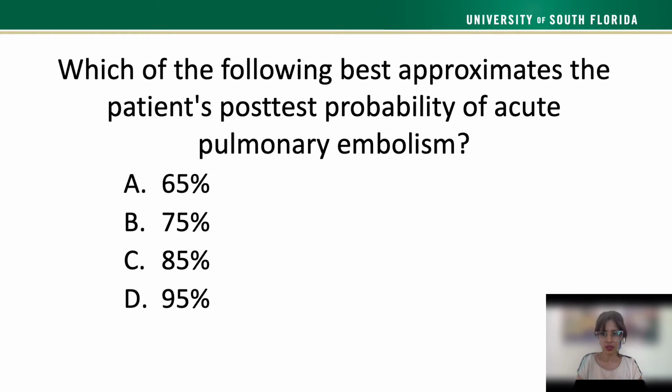Your student says to you, "This is obviously a PE. I'm going to start anticoagulation right away." Now you could say, "Sure, why not?" Or you could use this as a teachable moment and ask the student, "How sure are you?" Anticoagulation is a risky therapeutic strategy. We need to know if we're doing the right thing. So, which of the following best approximates the patient's post-test probability of acute PE, knowing that the CT angio was positive? We'll get back to the answer for this question towards the end.